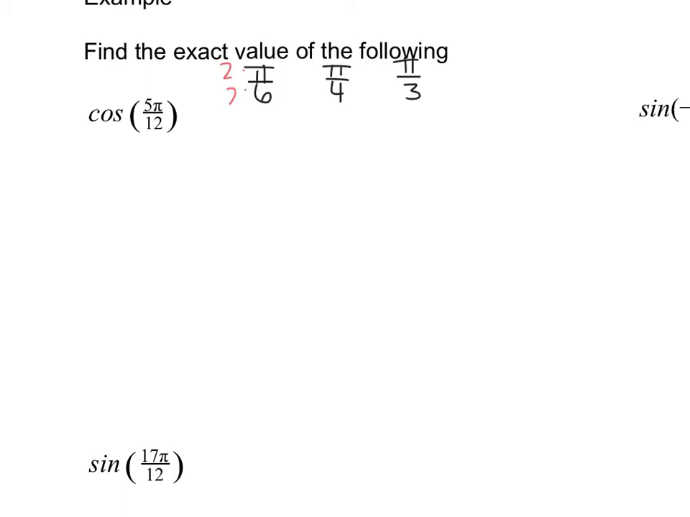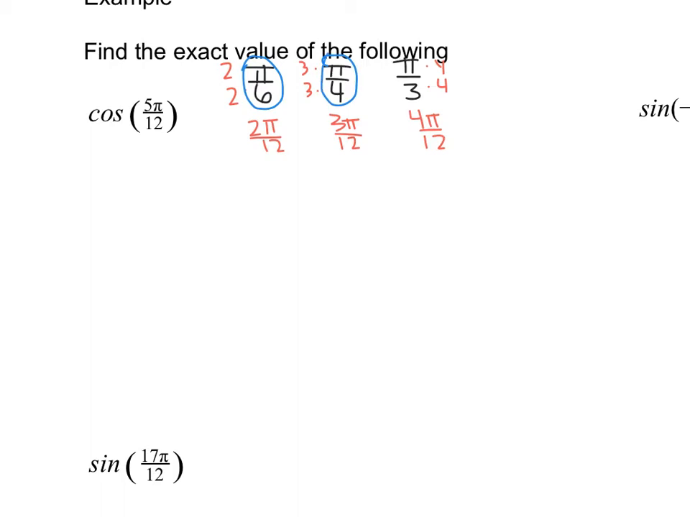So multiply pi over 6 by 2, pi over 4 by 3, and pi over 3 by 4. Now we're looking at the angles 2 pi over 12, 3 pi over 12, and 4 pi over 12. And we see 2 pi over 12 plus 3 pi over 12 is 5 pi over 12, which means we want to use pi over 6 and pi over 4. They will add to give us 5 pi over 12.